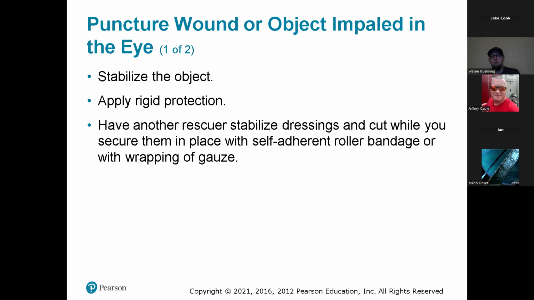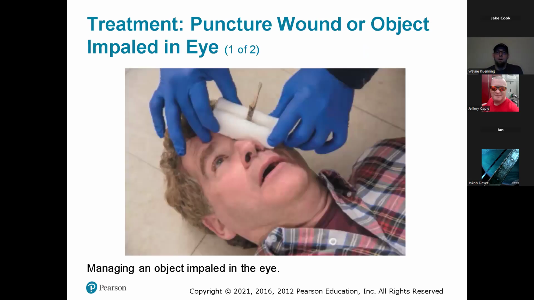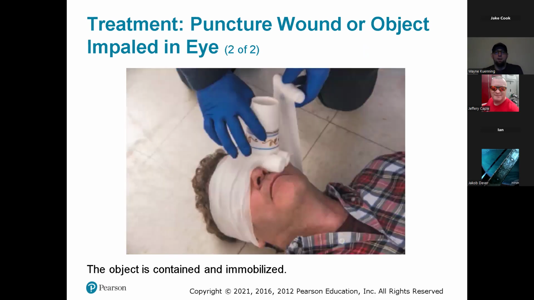Puncture wound or an object impaled in the eye. So stabilize it, apply some form of rigid protection, and then cover both eyes. That's the recommendation for securing the object in the eye. And then you're going to take a rigid cup or something around that to keep from bumping it.